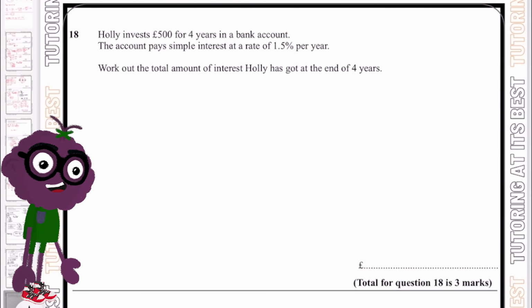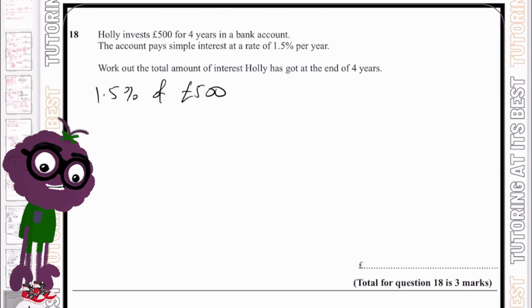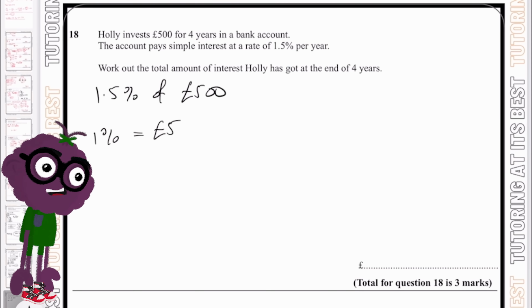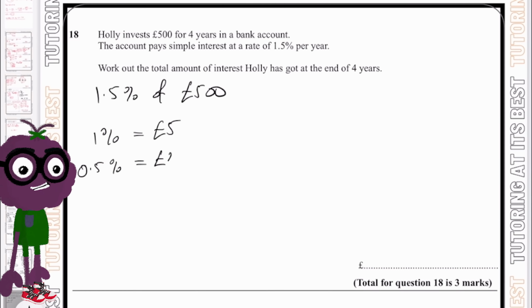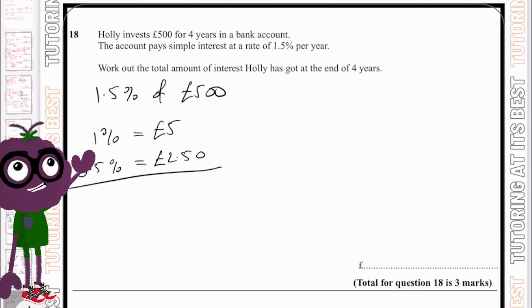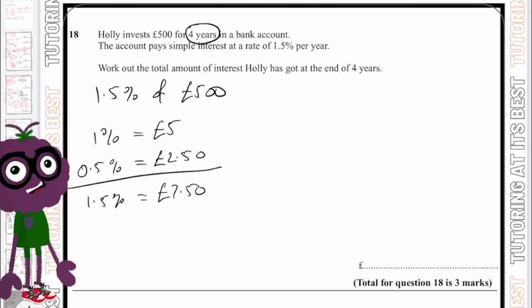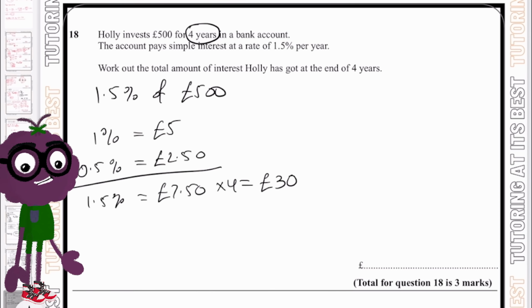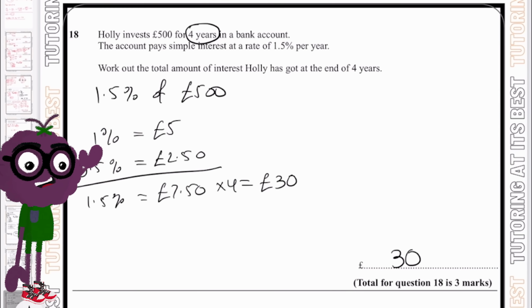So let's go ahead and work out 1.5% of £500. Well, we know that 1% is £5 because we divide it by 100. And so we know that 0.5% must be £2.50. So in total, 1.5% will be £7.50. But now Holly's investing it for 4 years, so we multiply this by 4 and we get £30. So the total amount of interest that she will get at the end of the 4 years is £30.